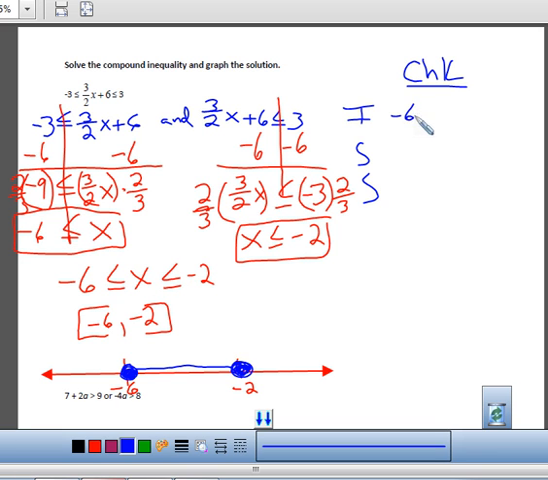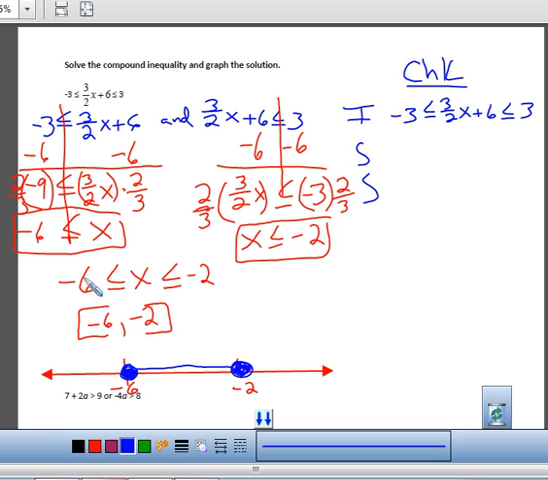So, -6, or excuse me, not this one. We're going to use this one to check the original one. That's what I meant. So we've got -3 less than or equal to 3/2x plus 6 less than or equal to 3.